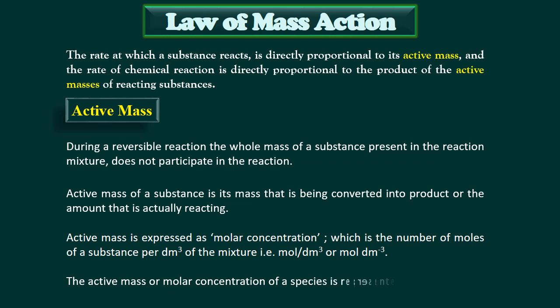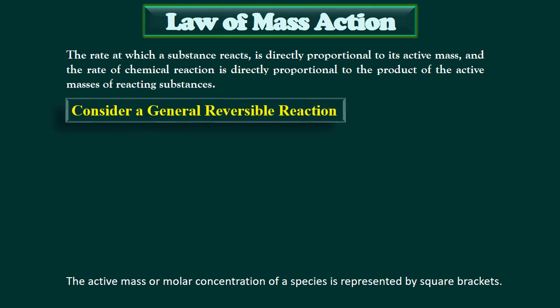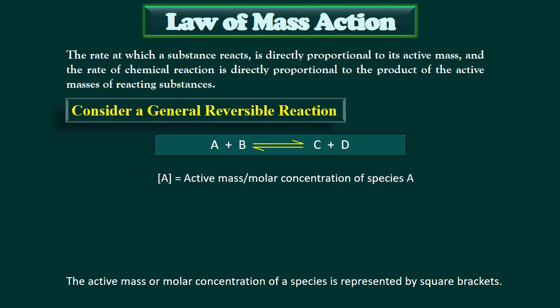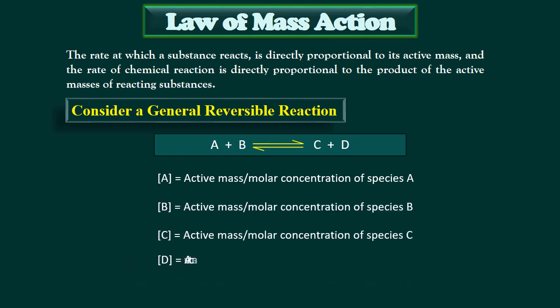The active mass or molar concentration of a species is represented by square brackets. Consider a general reversible reaction in which A and B react to form C and D. If we write A in square brackets, it represents active mass or molar concentration of A. Similarly, active masses of B, C and D are represented by writing them in square brackets.